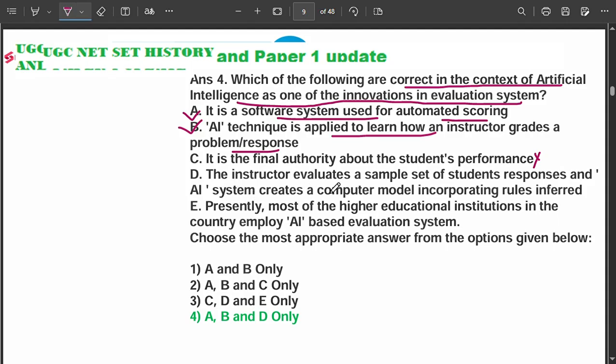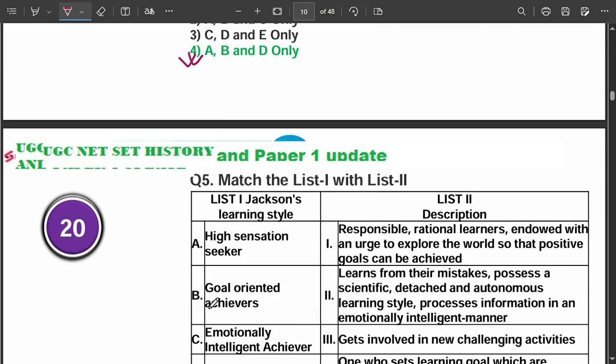D. The instructors evaluate a sample set of student responses, and the AI system creates a computer model incorporating the rules inferred. This is also correct. E. Presently most of the higher educational institutions in the country employ AI-based evaluation systems. This is incorrect. So option number 4 was the correct answer. A, B and D was the correct answer. Next, question number 5.